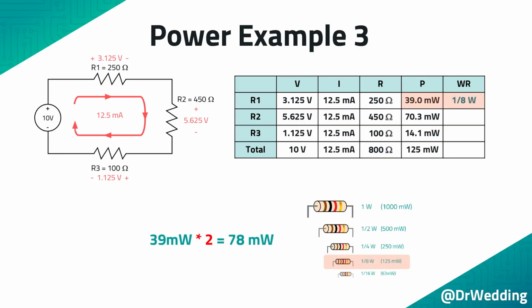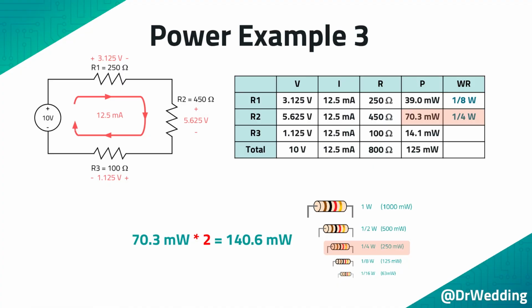So for resistor R1, I will multiply the power by my safety factor of 2. This means I need the smallest resistor that can handle 78 milliwatts. Starting from the smallest resistor, the 1/16 watt resistor will not be able to handle the 78 milliwatts. So I will move up to the 1/8 watt resistor. This resistor can handle 125 milliwatts, so this resistor needs to have a 1/8 watt rating.